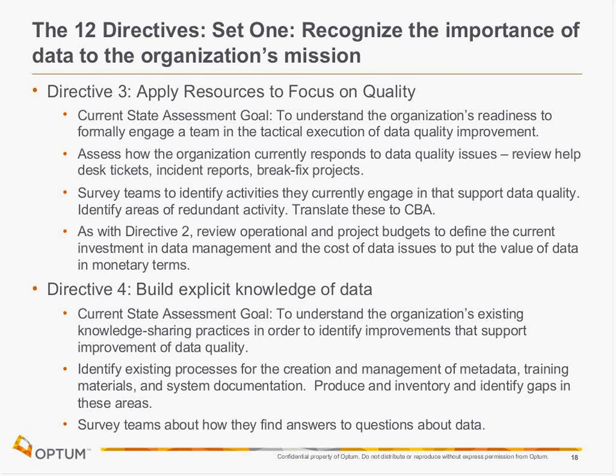But you also identify areas of redundancy. You identify where people may be working at cross purposes, so you can be looking for potential efficiencies if a team were formed specifically to be responsible for monitoring and measuring data quality. And as was described under Directive 2, looking at budgets, understanding investment in data management and in technology, those things will allow you to put the value of data in monetary terms.